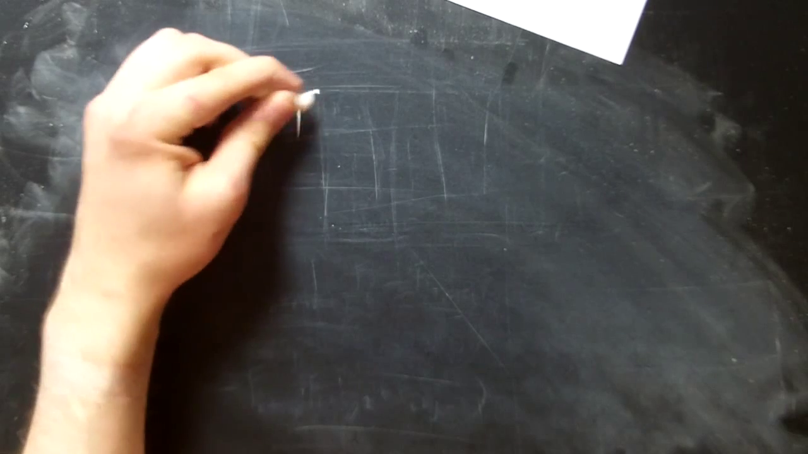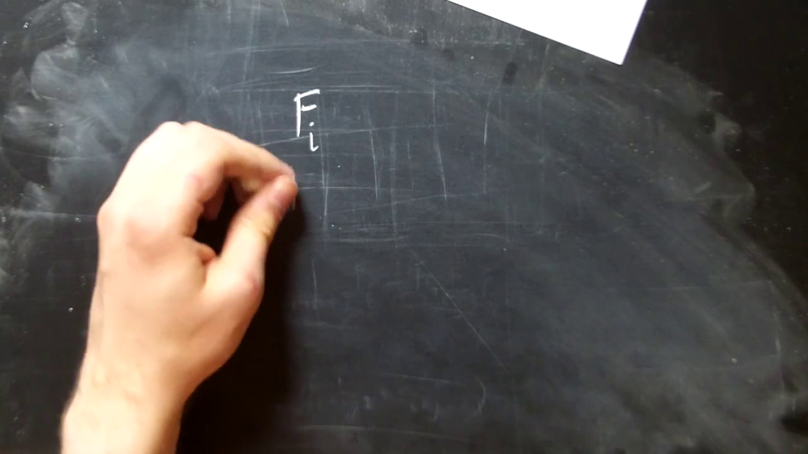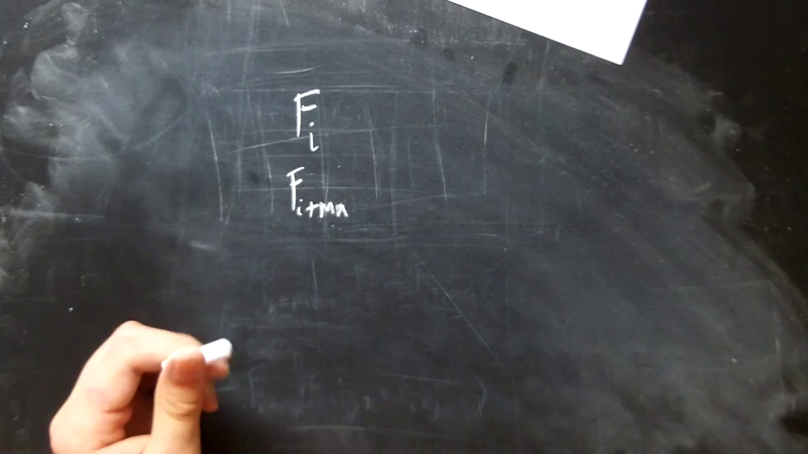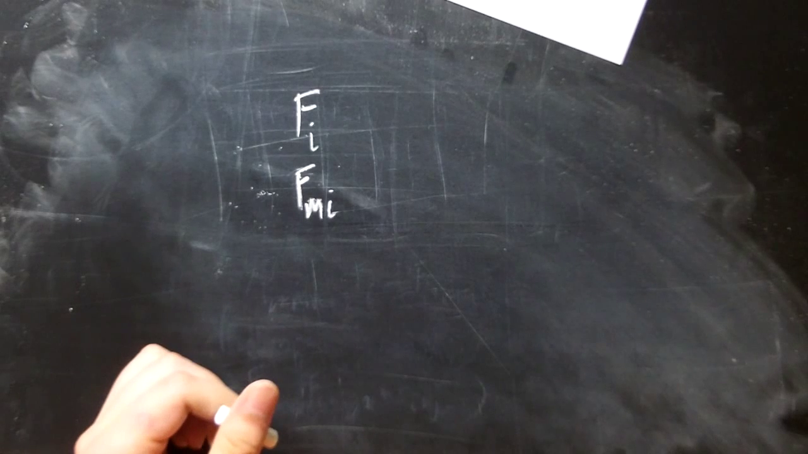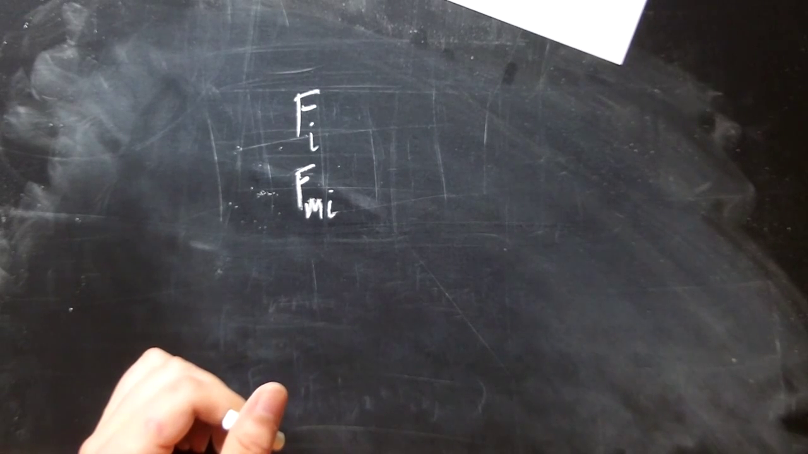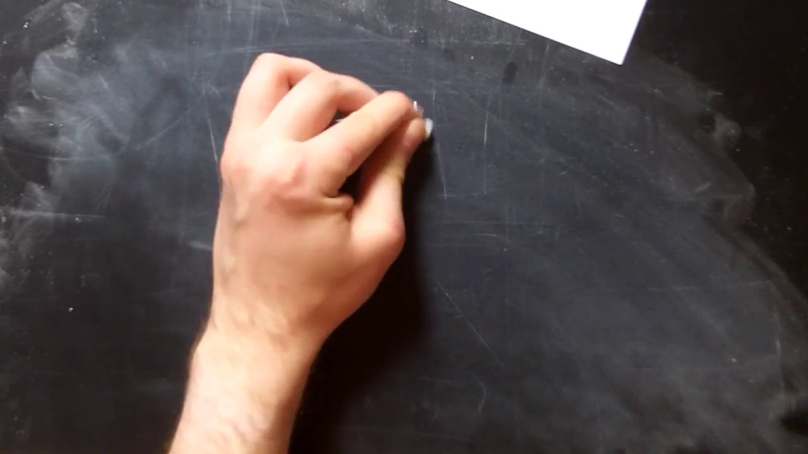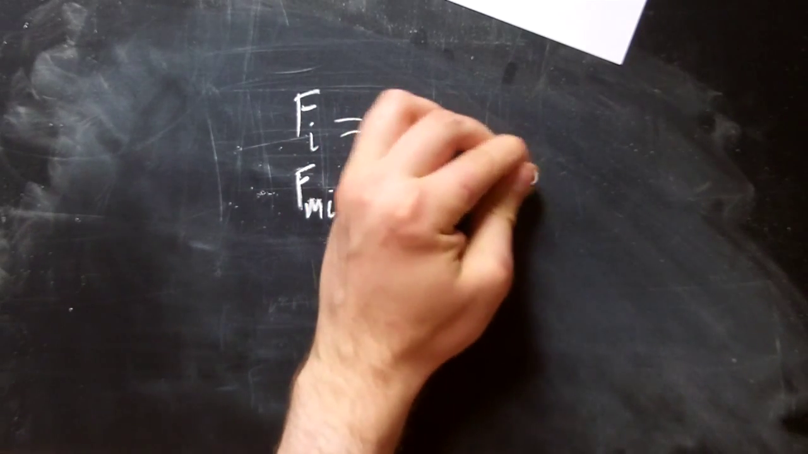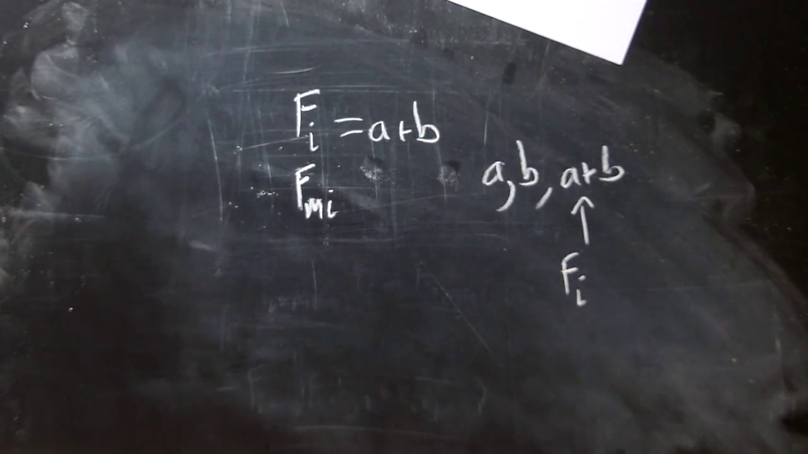So let's look at, if I've got F_i, what's F_(i+n) in terms of F_i? Okay. So let's say that F_i is a plus b. So those are the two previous ones. So the Fibonacci sequence goes a, b, a plus b, and this one is F_i.